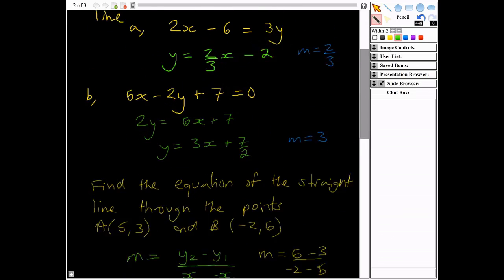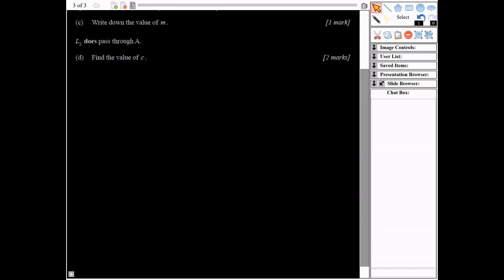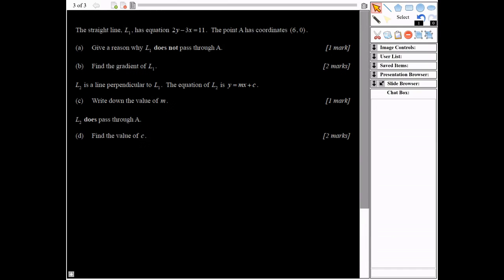Okay, now just to finish this off, I'm going to go through a question. Let's go back up to the top of the question. It says the straight line L1 has the equation 2y minus 3x equal to 11, and point A has the coordinate 6, 0. Give a reason why L1 does not pass through A. All right, so what I would need to do on this one is substitute in the values 6 and 0 and see whether this held true.